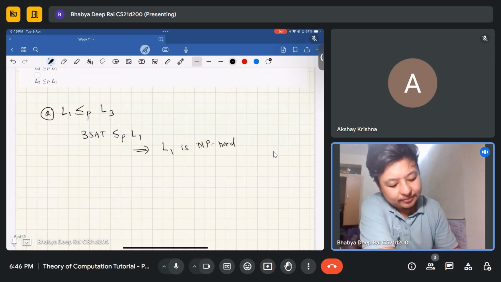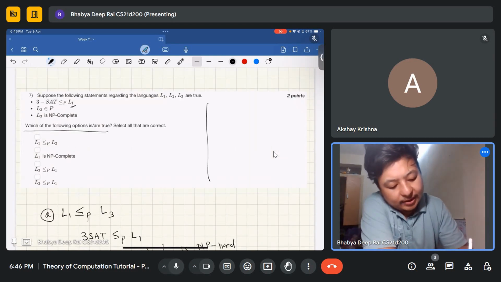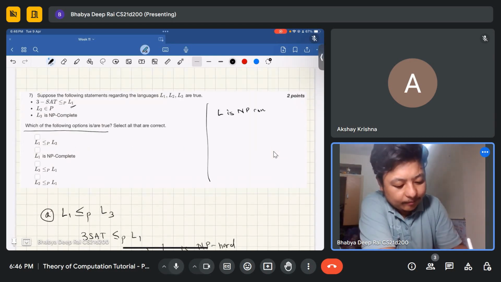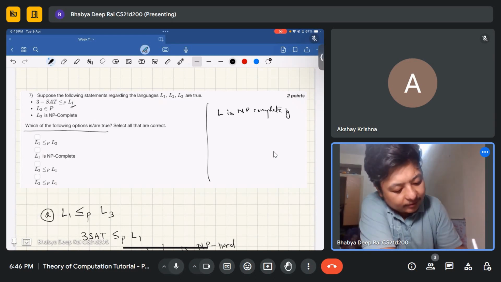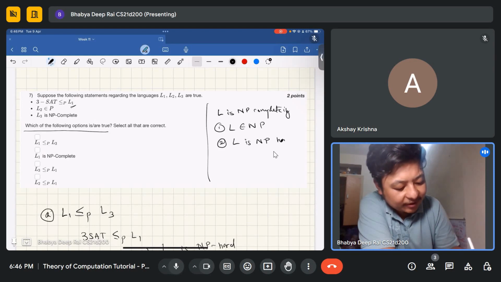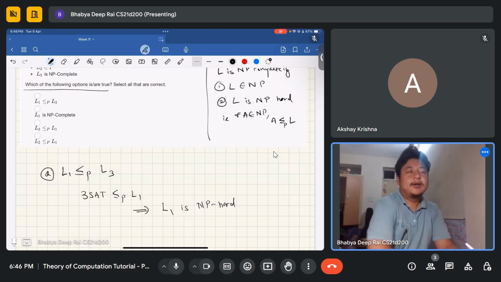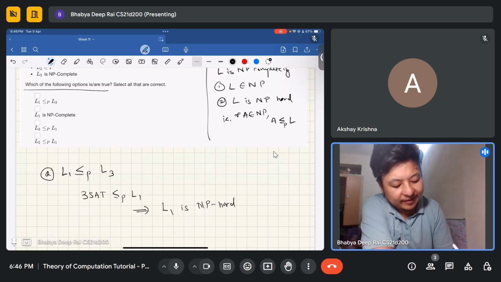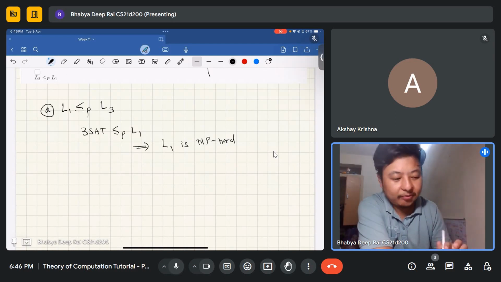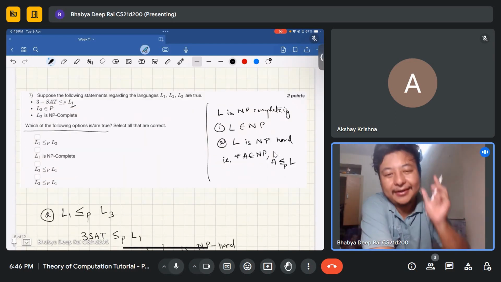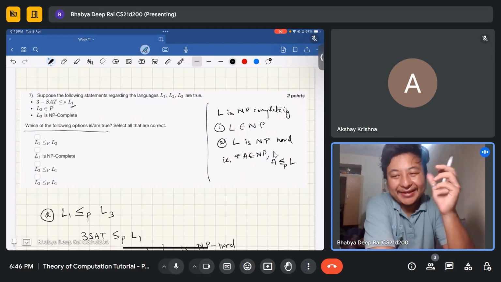L is NP-complete if the first condition is L is in NP, and the second condition is L is NP-hard. What does this mean? For all languages in NP, the language reduces to L. Both these conditions need to be satisfied, and L1 is NP-hard. It's not complete because condition 1 is not known to be satisfied yet, that it is in NP. So that much we know.